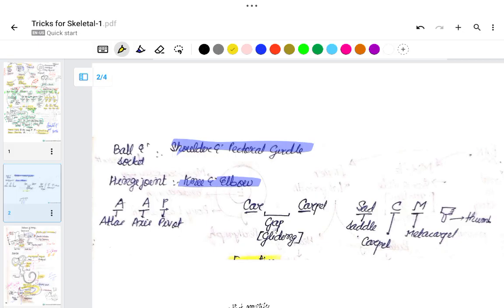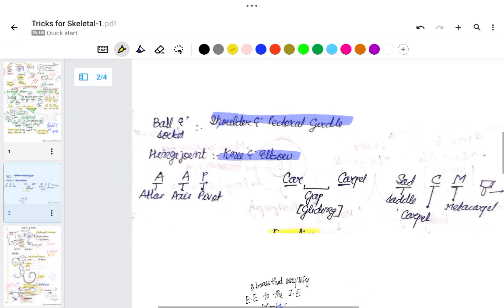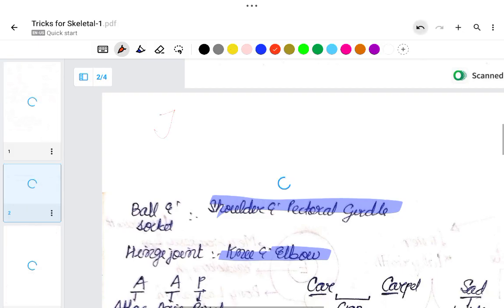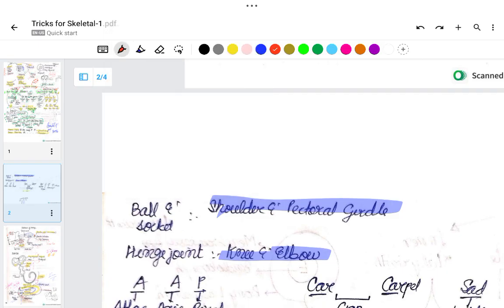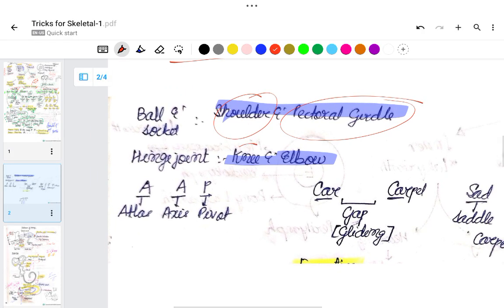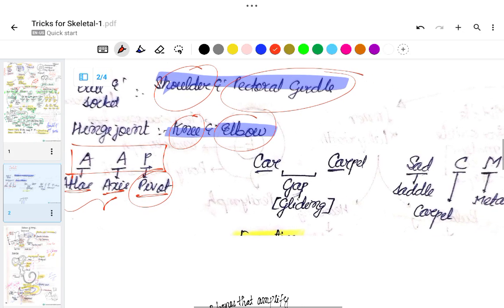Okay. Now remembering the joints. So for the joints, shoulder and pectoral girdle is the ball and socket. Hinge is knee and elbow. It is AAP. Atlas and axis are the pivot joints.